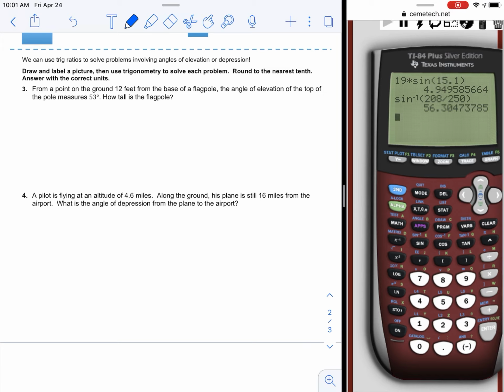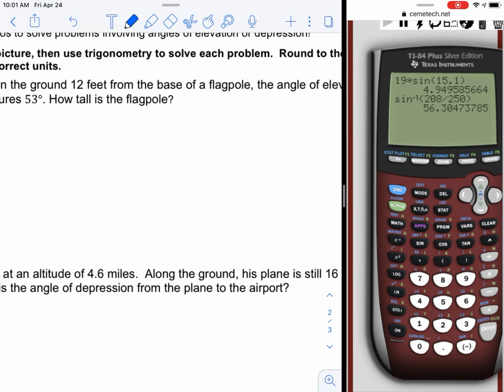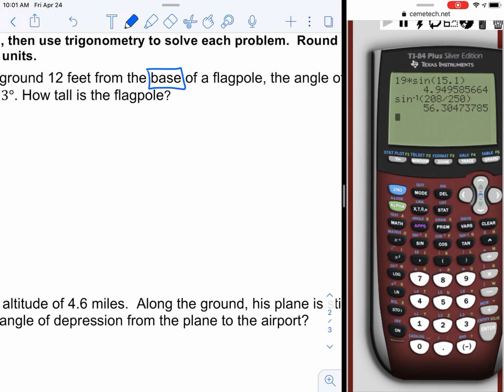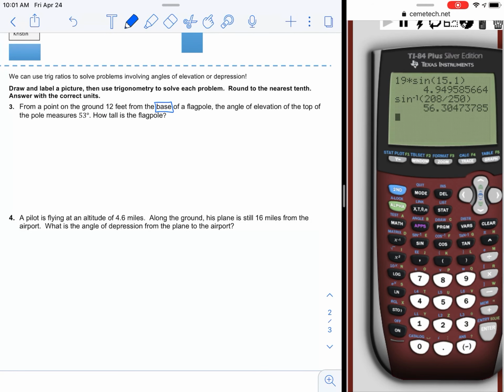So for question 3, it says, from a point on the ground 12 feet from the base, that's a key word here, base of a flagpole, the angle of elevation to the top of the pole measures 53 degrees. How tall is the flagpole? So we are going to put a point on the ground and we are going to connect it to the base of some flagpole. And they are telling us that is 12 feet. Notice it says base, so I need to put that at the bottom.